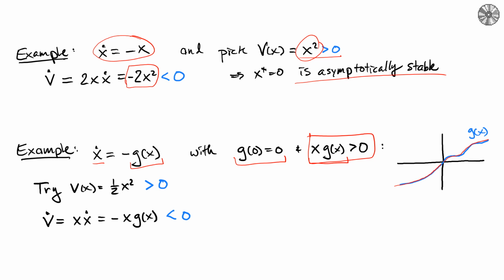So if we try again our quadratic function, we take the derivative of that function to get v dot. So we get x times x dot. We substitute x dot in, which is just minus g of x. And so we get minus x times g of x. This tells us that x times g of x is always positive, so with this minus sign, it makes v dot always negative. So that again is asymptotically stable.